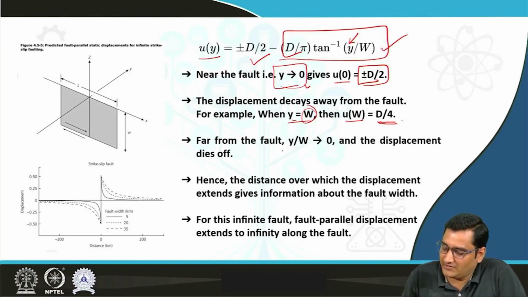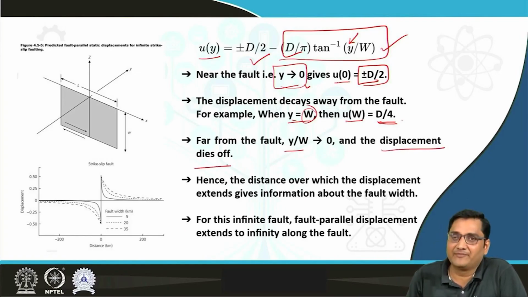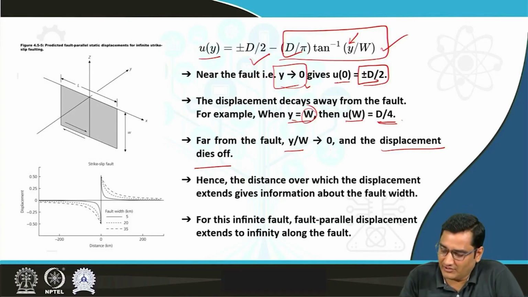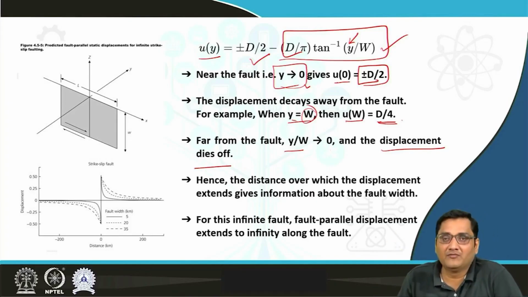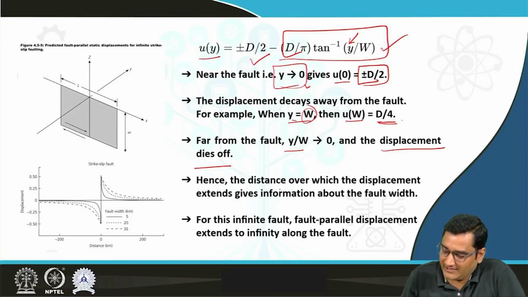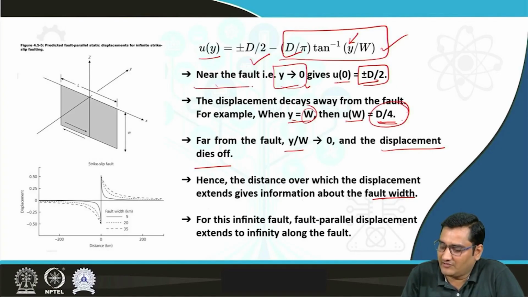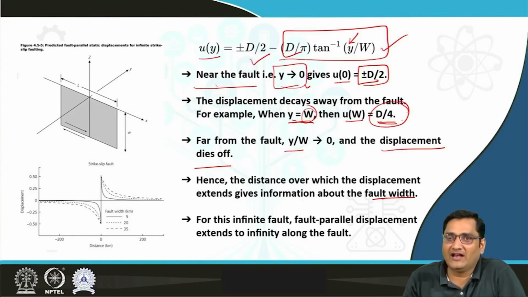Far from the fault, the y by w will tend to 0, or the displacement will die off. That means the displacement will become almost 0 as you go very far away from the fault location. Hence, the distance over which the displacement extends gives information about the fault width. So you can say that when the displacement becomes almost half of what you get near the fault surface, then that distance may be equal to the width of the fault, and it is basically giving the information about the fault width.